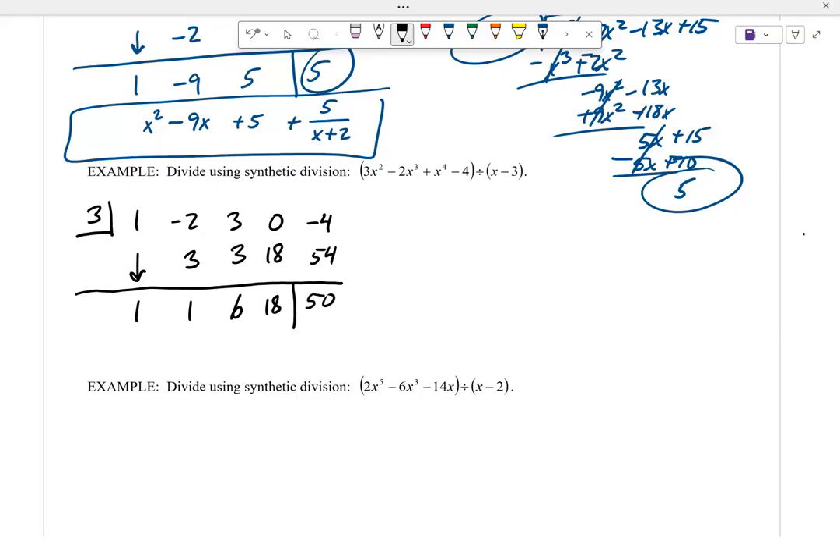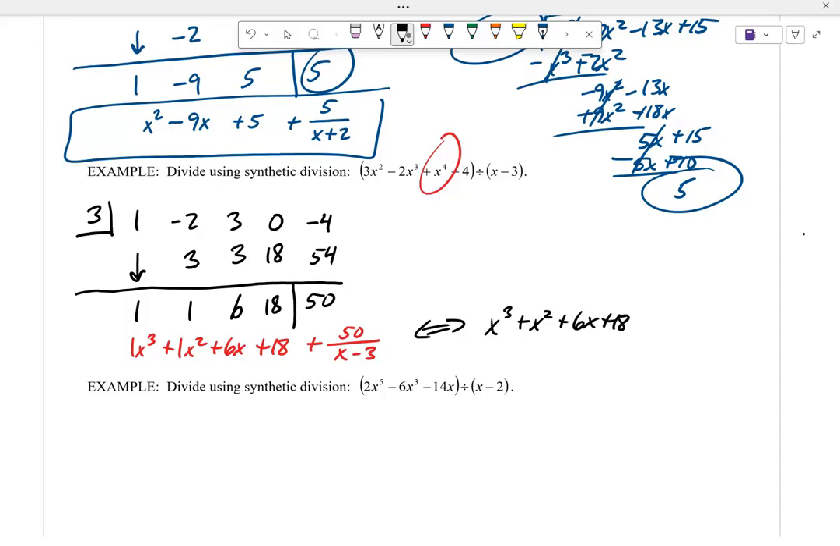There's a remainder. Okay, so these first numbers here would be the coefficients of my quotient. So 1x to the what power? Well, we started with a power of 4. So this will be 1x to the 3rd. It'll be 1 degree less. Plus 1x squared plus 6x plus 18 plus remainder over that divisor. The divisor was originally x minus 3. So let's just rewrite that without the ones. X cubed plus x squared plus 6x plus 18 plus remainder over divisor.